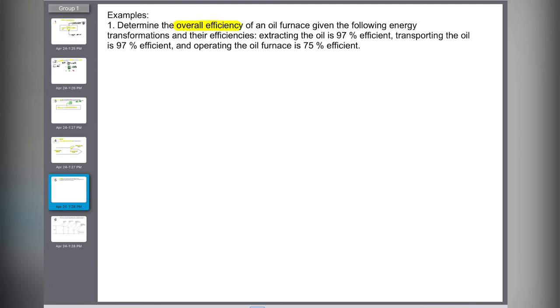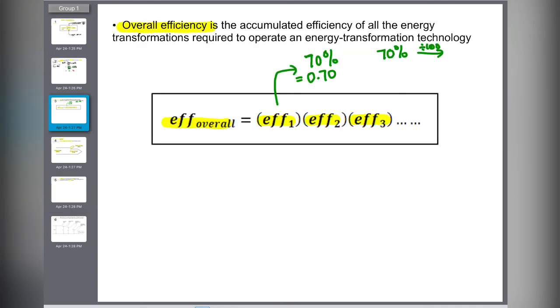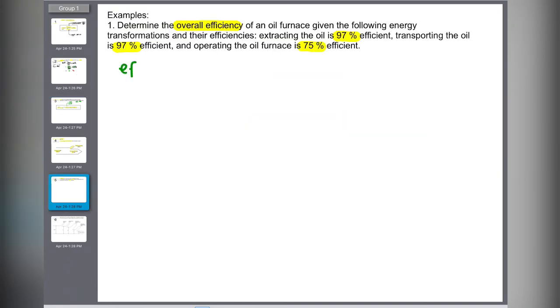Okay, so this question: determine the overall efficiency of an oil furnace given the following energy transformations. Extracting the oil is 97% efficient, transporting the oil is 97%, and then the oil furnace is 75%. So we basically have different efficiencies. If you go back to the question, it's basically efficiency 1 times 2 times 3. So let's write them out.